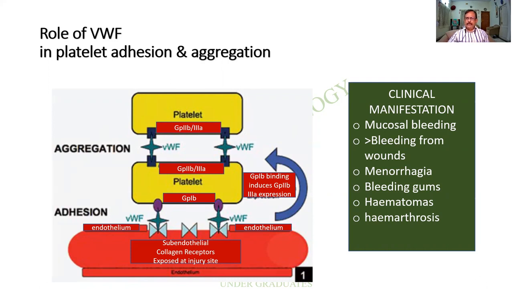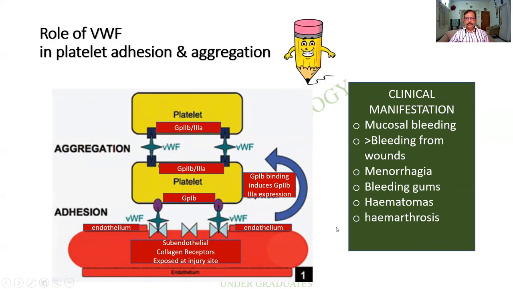That doesn't happen. Now, what will be the manifestation? Because of a lack of the Von Willebrand's factor, this clotting doesn't take place. The patient can have mucosal bleeding, increased bleeding from wounds, menorrhagia or menstrual bleeding, bleeding from the gums, hematoma, hemarthrosis, and so on, when there is a defect in the Von Willebrand's factor.